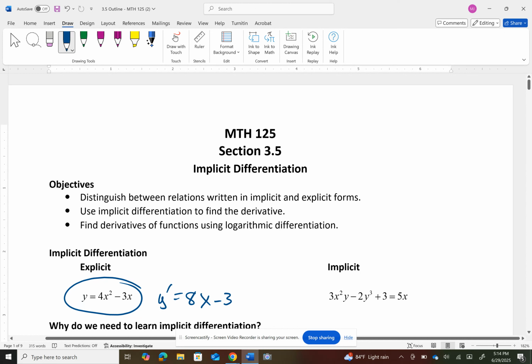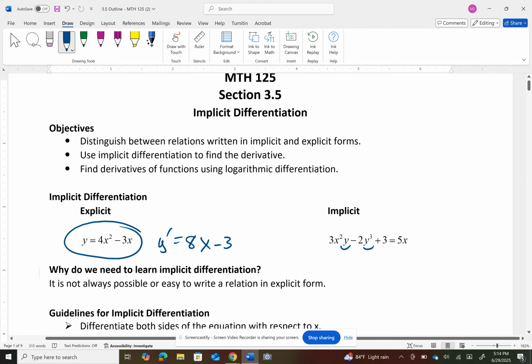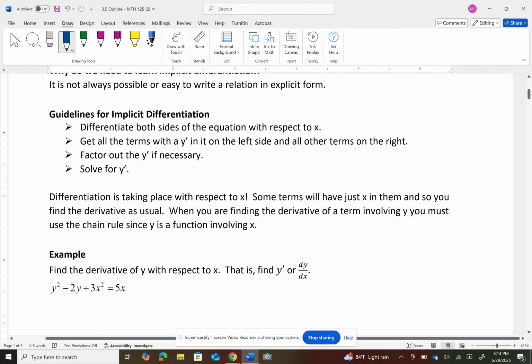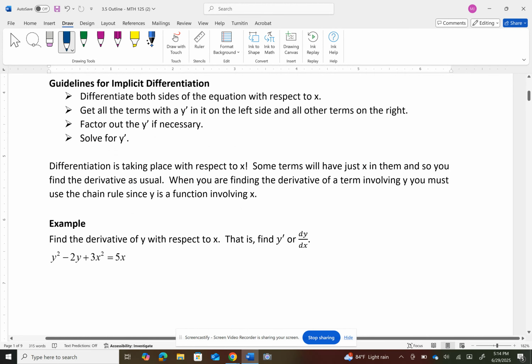All right, but sometimes you have a situation where the relationship you're looking at cannot be written explicitly with y on a side by itself because, for instance, there's a y in both of these terms. So you can't get it to where y equals, and then over on the right-hand side, everything just has an x in it. That's why you need implicit differentiation, okay? So the steps are there when you need it, but here's the big idea.